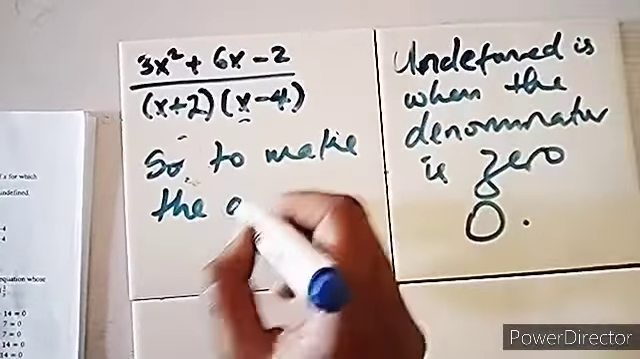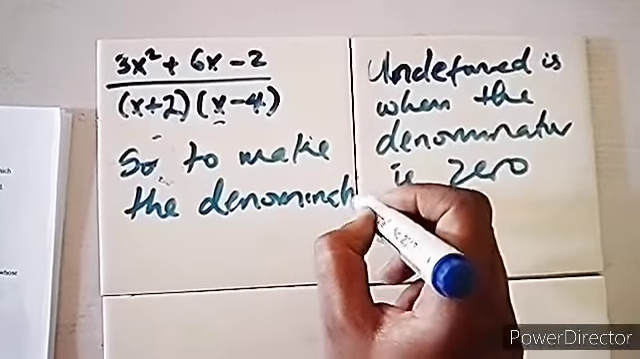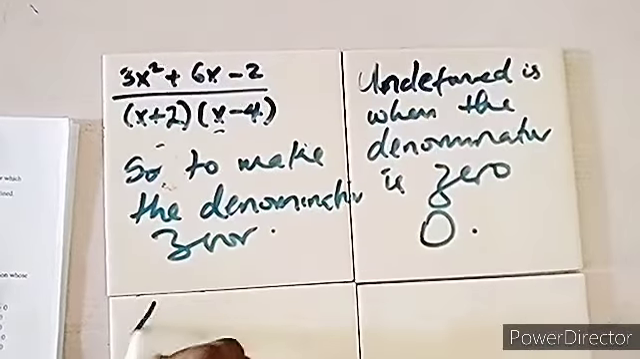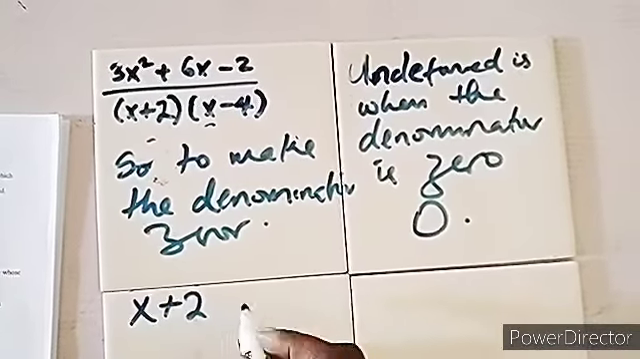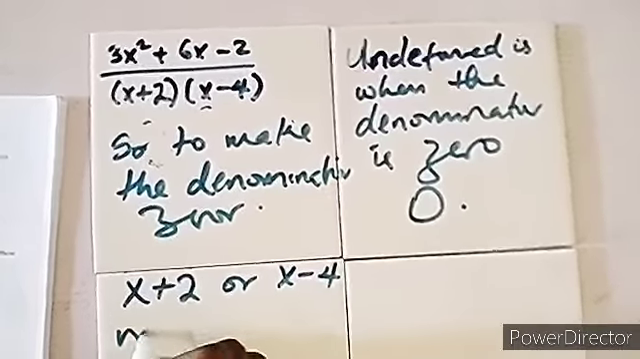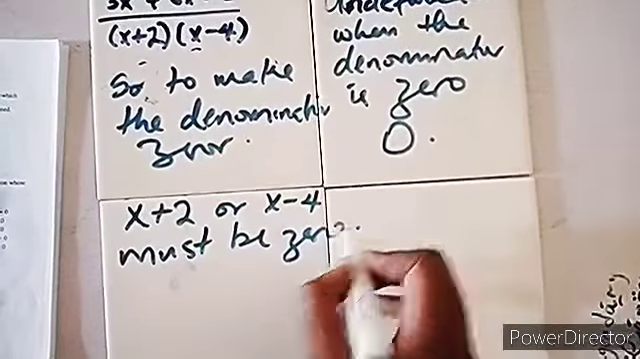So to make the denominator 0, what are we going to do? We're going to look for values of x. When x plus 2, that will give us 0. When x minus 4, that will give us 0.